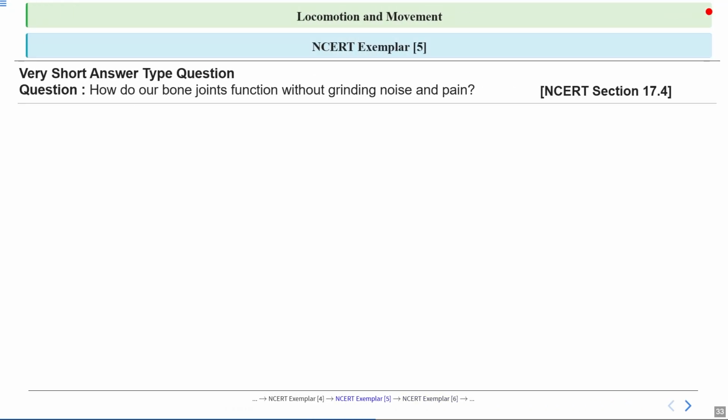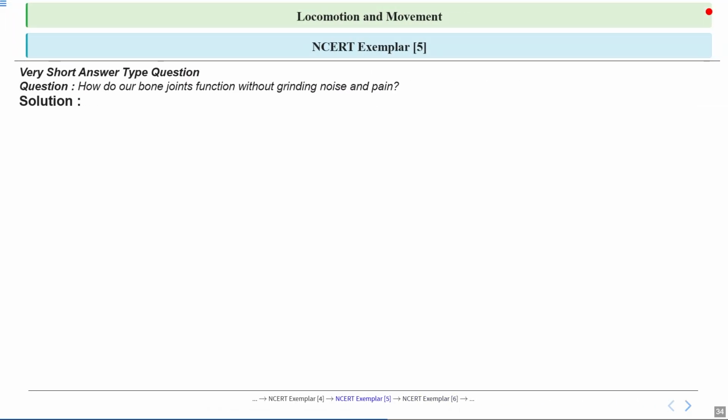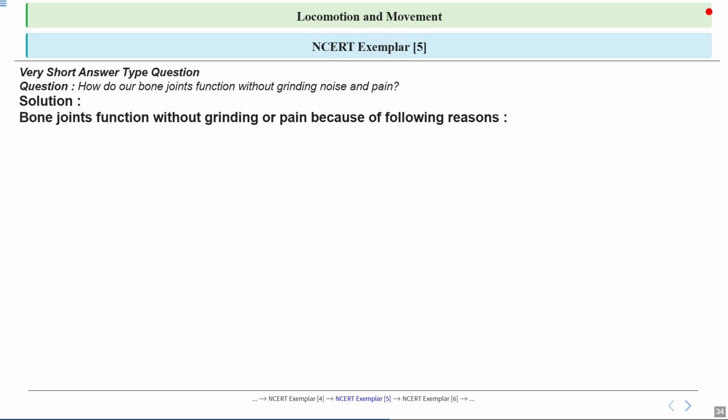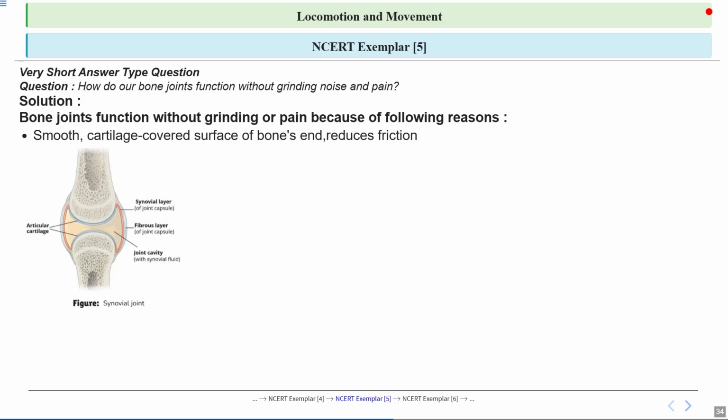So this is question number 5, and the question is, how do our bone joints function without grinding noise and pain? Let's see the answer. So let's explore the reasons behind this smooth and pain-free movement. Now first, the smooth cartilage covered surface of bones reduces friction. This is the first point.